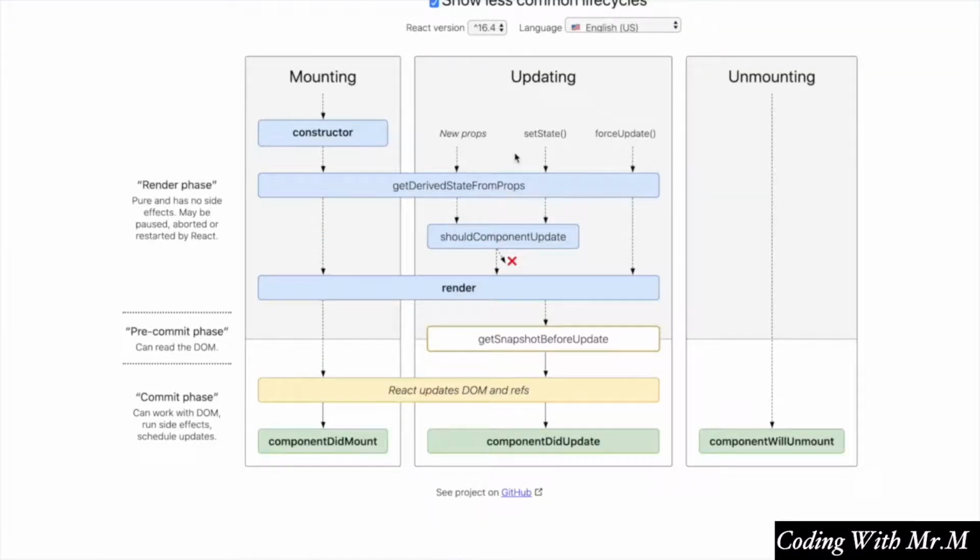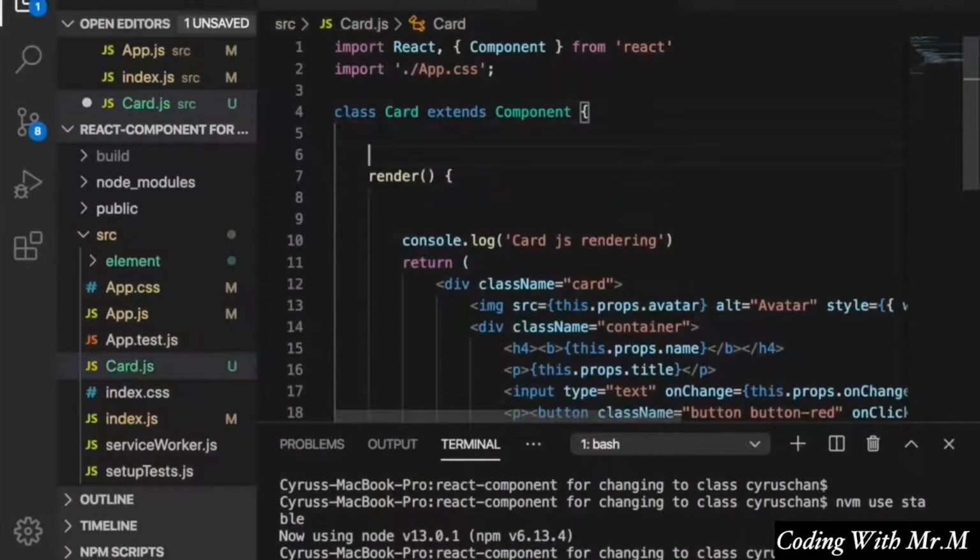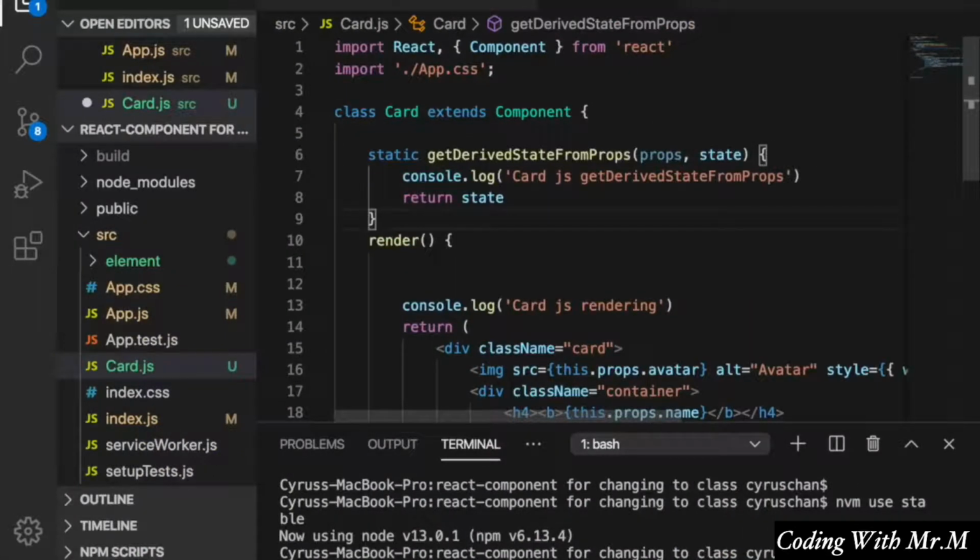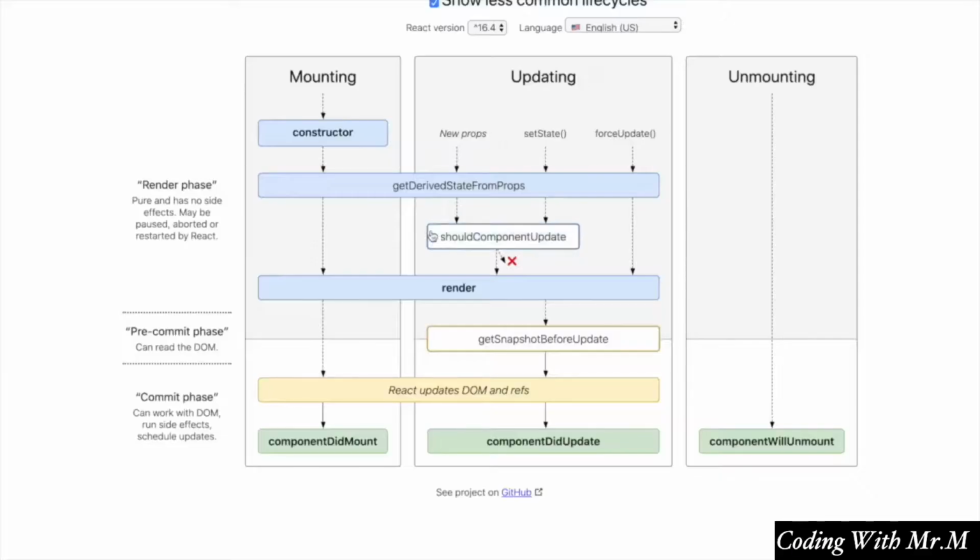In this part, we are going to talk about the React lifecycle which is updating. So it is the middle one. The first step is getDerivedStateFromProps that we already explained in the previous lecture. So we can add this function to here. And the next part is shouldComponentUpdate.